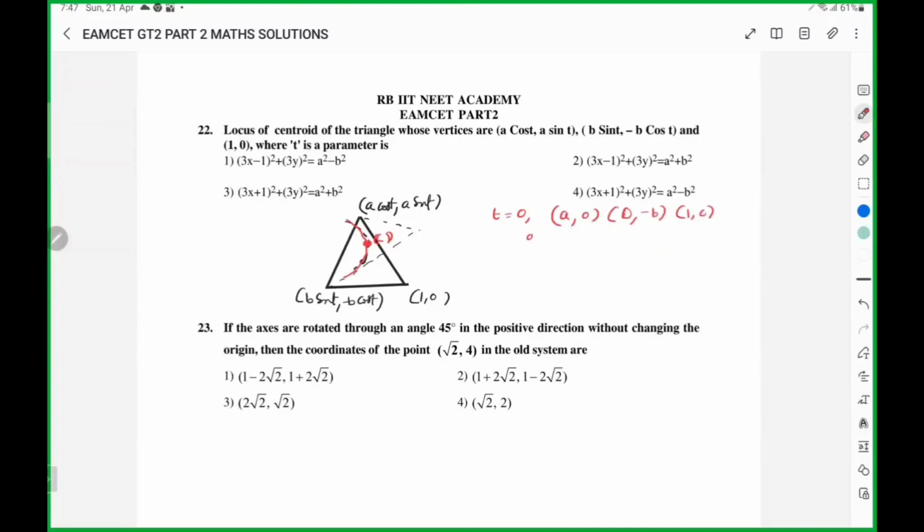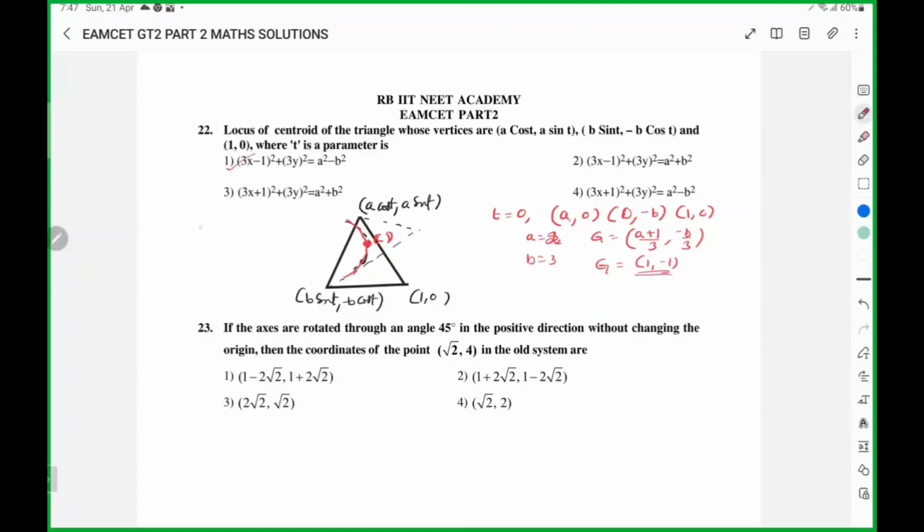What I choose is a as 2, right? Why 2? While finding the centroid, it is a plus 1 by 3 comma minus b by 3. If I choose a as 2, the 3 by 3 calculation is easy. With b as 3, the centroid becomes 1 comma minus 1. That 1 comma minus 1 must satisfy.